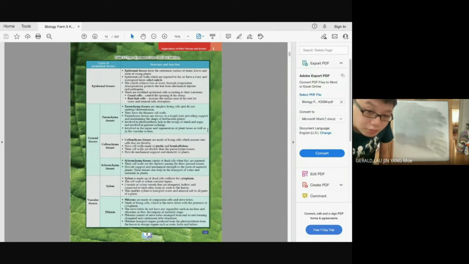Okay, and the phloem transports the sugar or organic material from the site of photosynthesis, like leaves, to other parts of a plant or storage organs such as roots, fruits, and tubers.